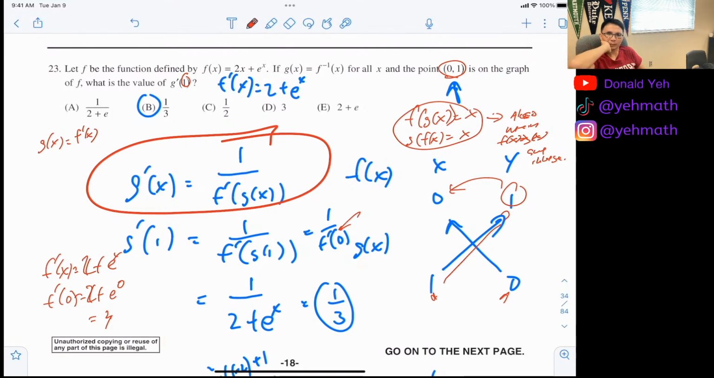Wait, so what? f of 1 equals 0? No, g of 1 is equal to 0. When f of x is equal to 1, that means x has to be 0. They switch x and y value. Oh, when it becomes inverse, the coordinates flip around. Yes, the x and y have to flip. Oh, okay.